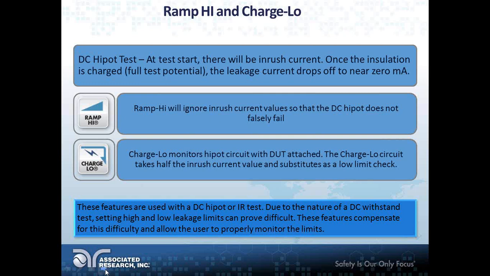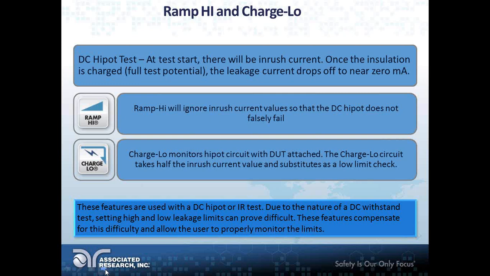The other one is charge low. What this does is compensate for the fact that it's really difficult on a DC Hipot test to set a low limit. Because once you've ramped up and now you're in the dwell, your cap is charged, your insulation is charged up, so you're not going to read much current at all. You might be in the nano or picoamps, and the unit can't detect that. I believe 0.1 microamps is the lowest we're going to go. So how do you set a low limit? You're going to get a false failure every time if you try to set a low limit.